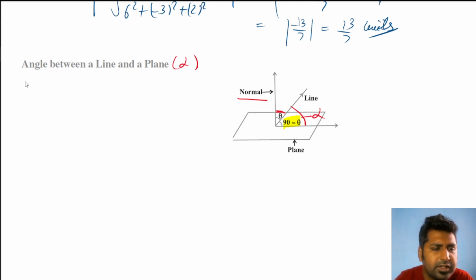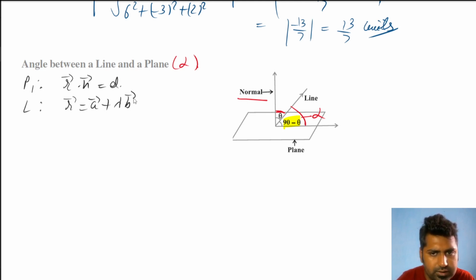Your plane will have the equation, let's use the vector form this time. Vector form will be helpful. r vector dot n vector is equal to d. Your line will have the equation r vector is equal to a vector plus lambda times b vector. A is just a passing point, doesn't affect. So in order to get the angle between line and normal, first of all let's calculate cos theta.